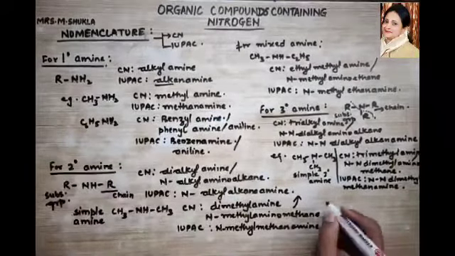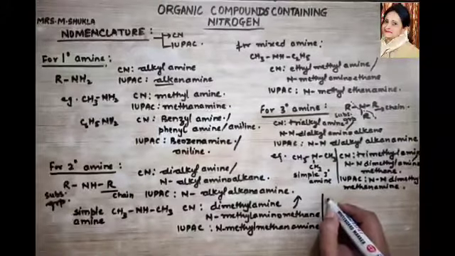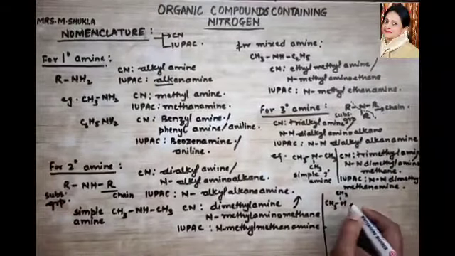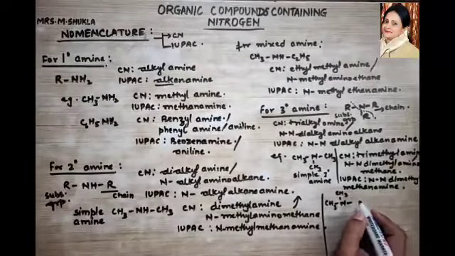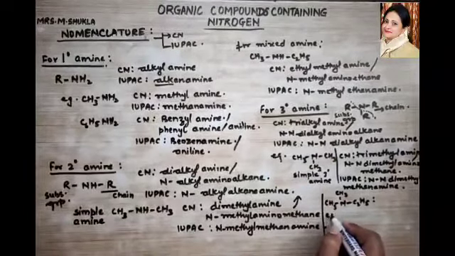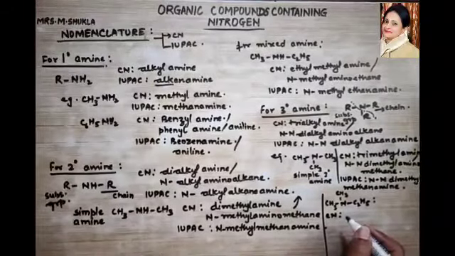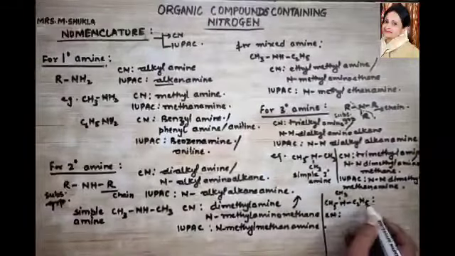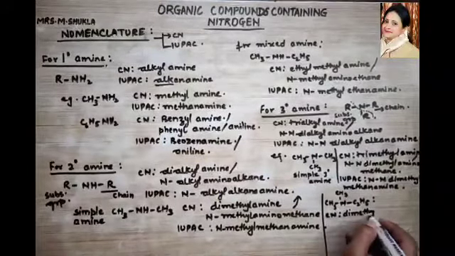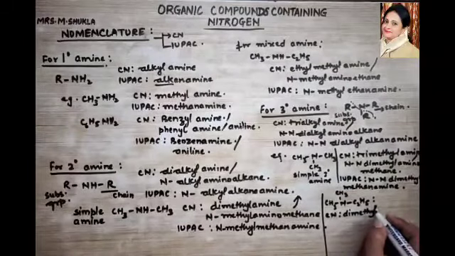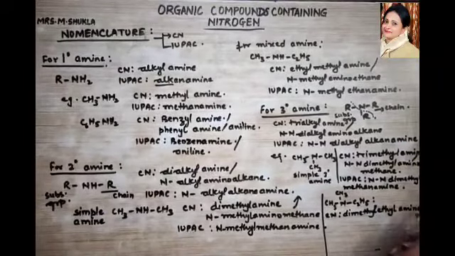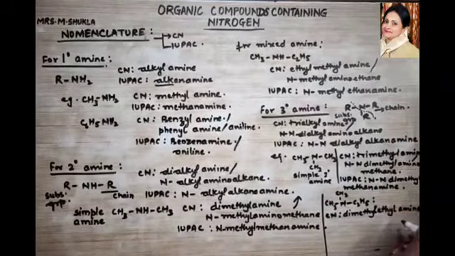Now I'm going to talk about your mixed tertiary amine. Let's take an example over here: CH3-N-CH3 and C2H5. Can you see over here? Now let's take the common name of this. How do we write down the common name? This is the substituted group and this is the chain, right? So we write dimethylethylamine.